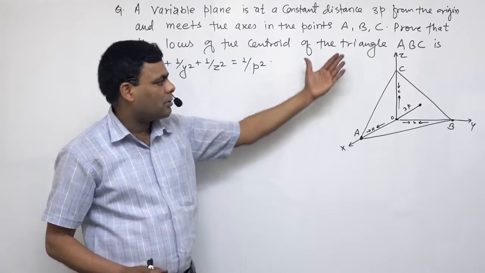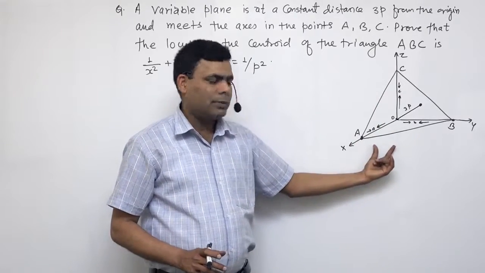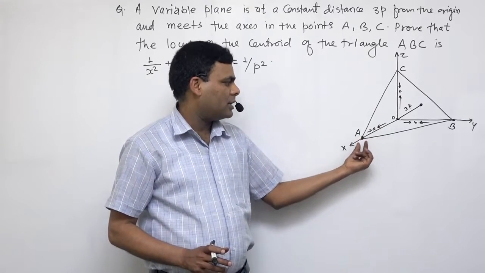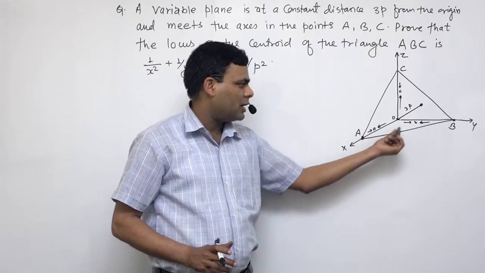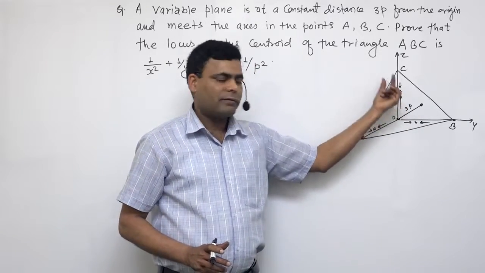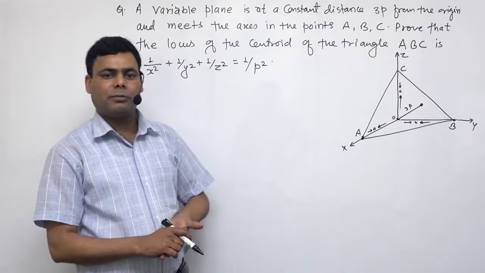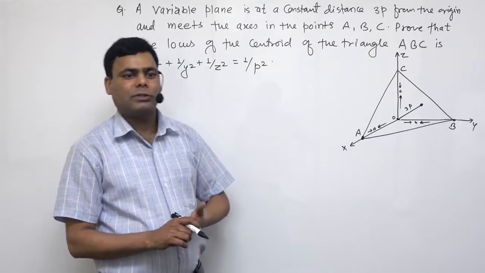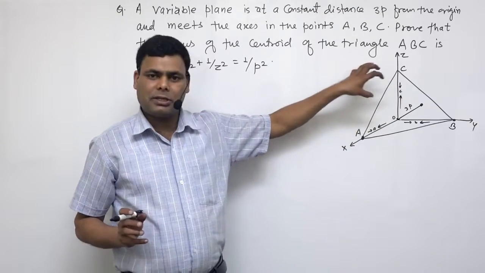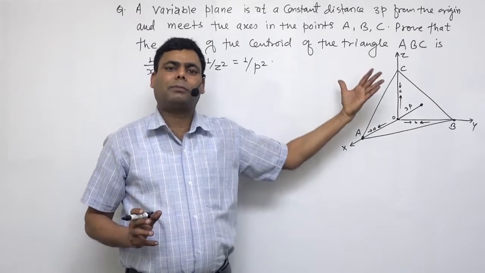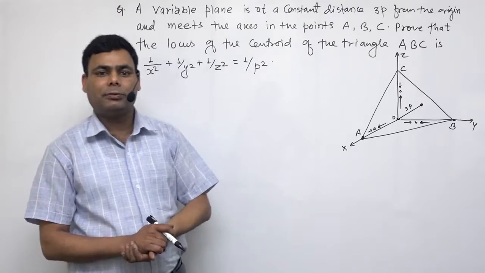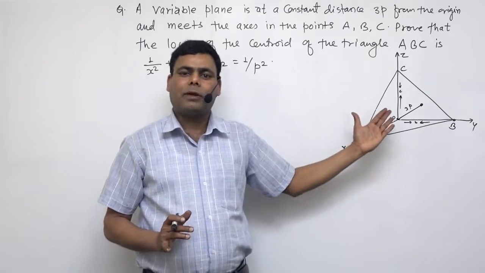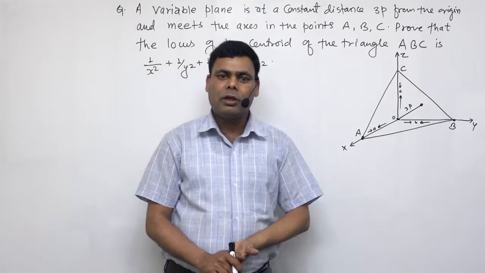For this, we have supposed that ABC be a plane which meets the coordinate axes at the points A, B, C at distances small a, small b, small c from the origin. Then its equation will be of the form x by a plus y by b plus z by c equals 1. Because when a plane meets all three axes, we take the equation of the plane in intercept form, that is x by a plus y by b plus z by c equals 1.